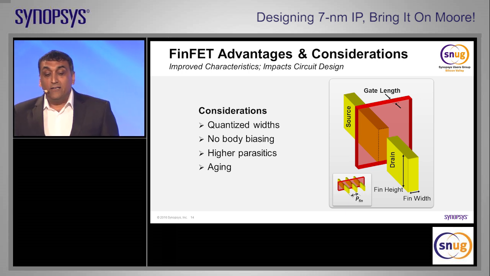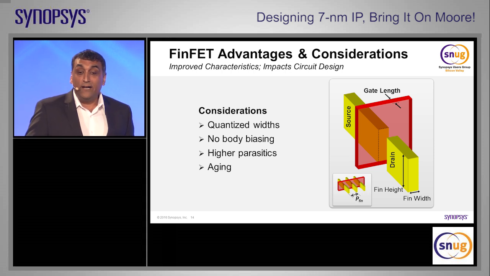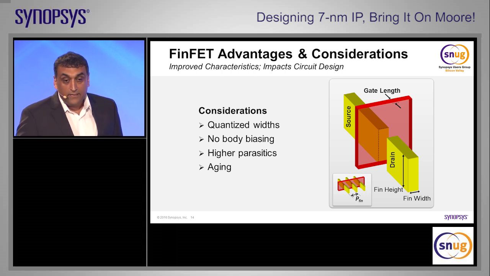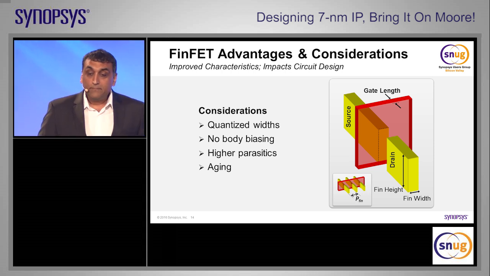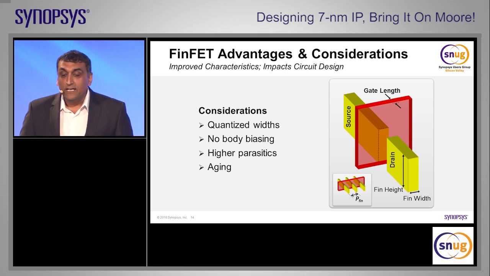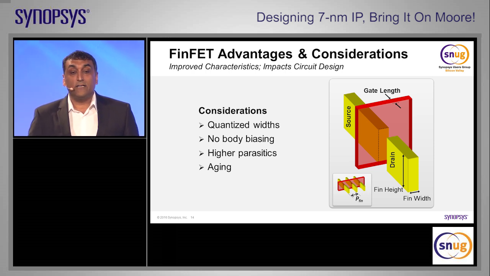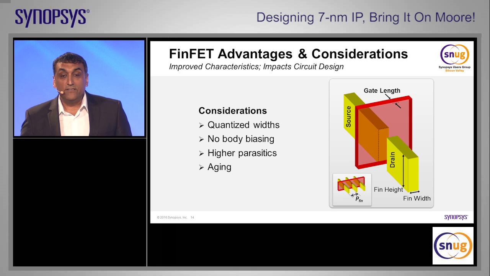There were problems with aging, mostly related to NBTI, the negative bias thermal instability. It was a bit worse than planar. There were potential self-heating effects, and ESD needed to be considered as a bigger challenge with these devices.